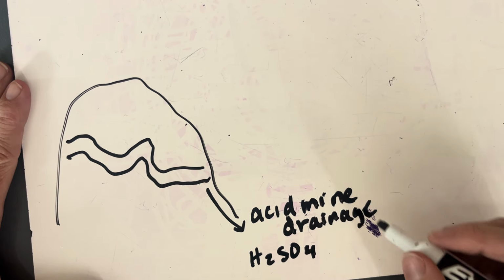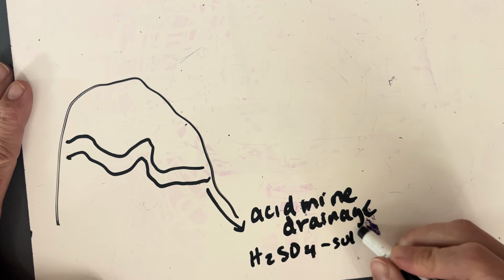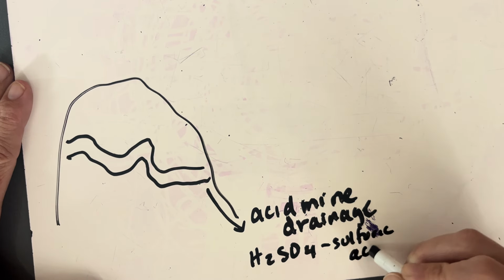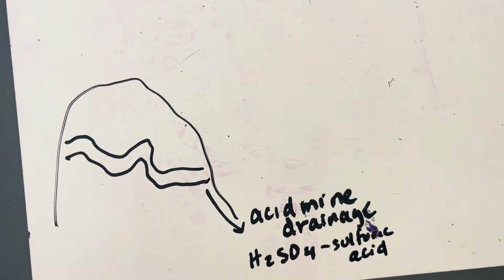H2SO4 is the formula for sulfuric acid. So that can form when rain or water, natural bodies of water, carry the sulfur that was bound in the soil and was uncovered through mining. So that's one way that sulfuric acid gets into the environment.